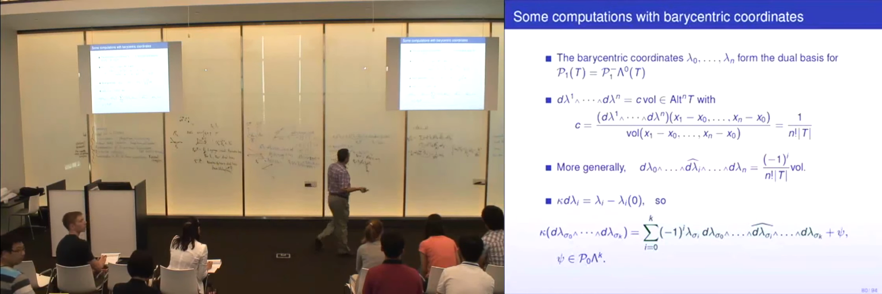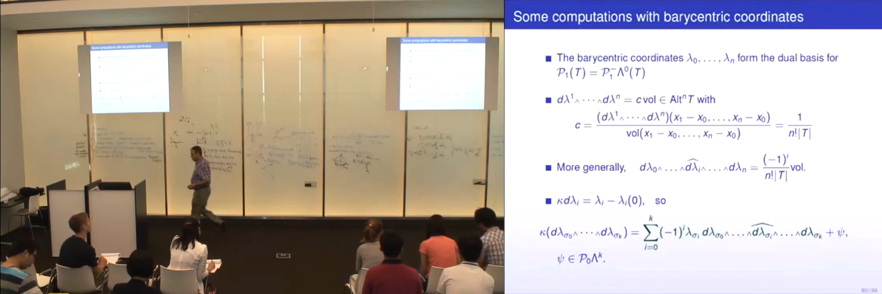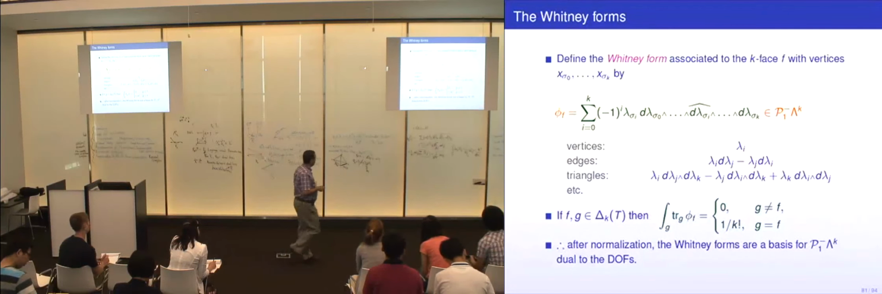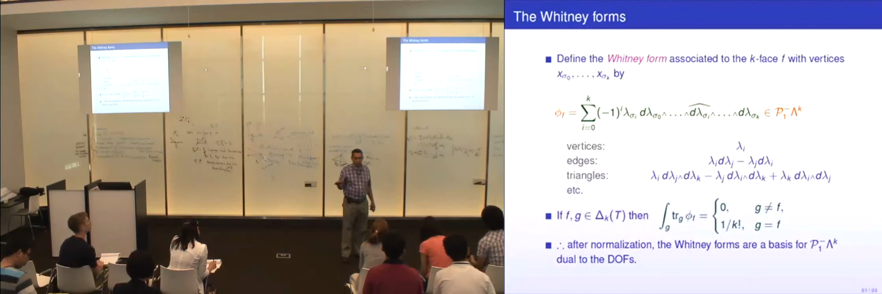So we have the dual basis very explicitly. It's just the Whitney forms for each of the faces of dimension k. Any questions where we are now?